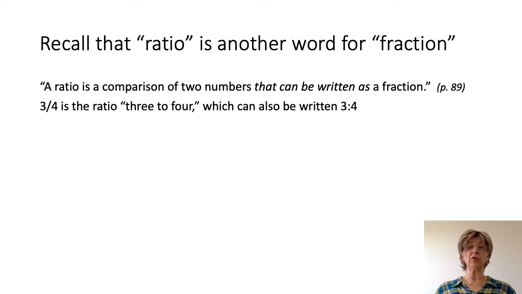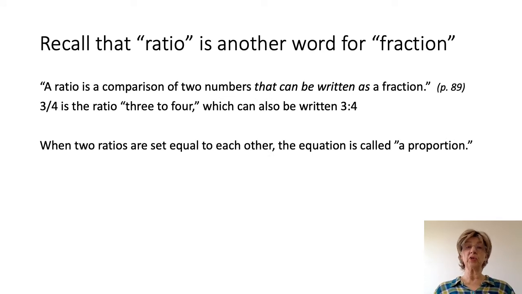3/4 is the ratio 3 to 4, which can also be written 3:4. Ratios are often written with colons because you can have more than two numbers in a ratio, as we will shortly see.